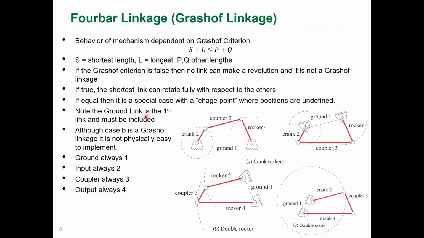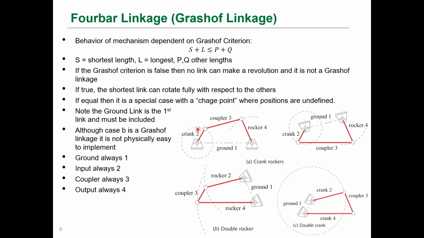Note that the ground link in a 4-bar mechanism has to be included, and the ground link is always link 1. Okay, the input, which is usually what we attach a motor to, is always link 2. The coupler, which goes from 2 to 3, is always 3. And then the rocker, the output link, which is the desired motion often that you're trying to get, is the output. So that's the terminology.